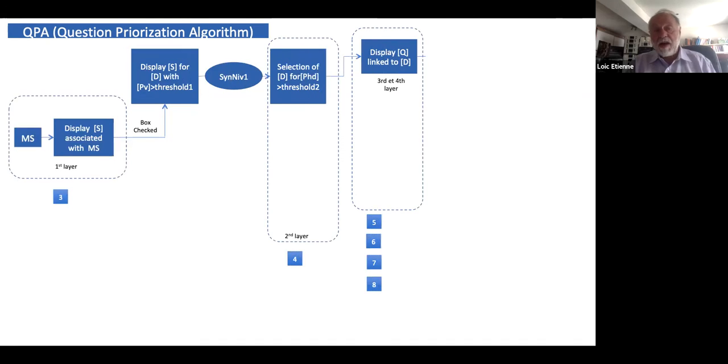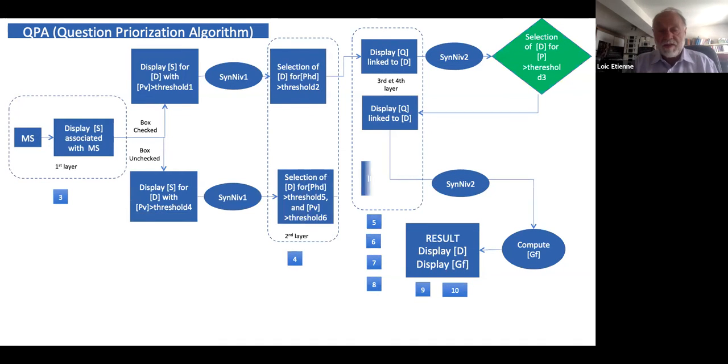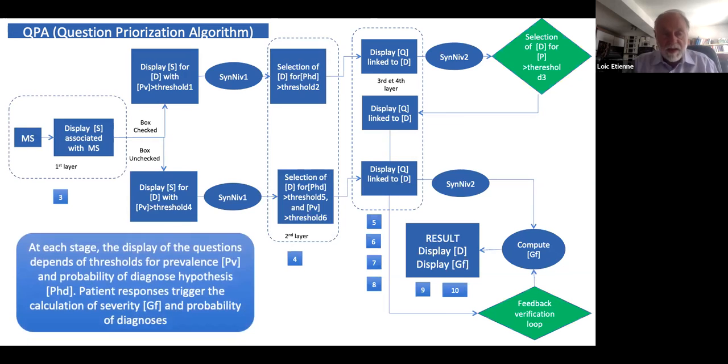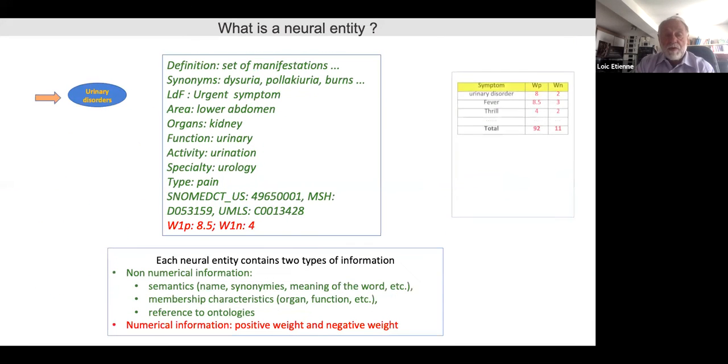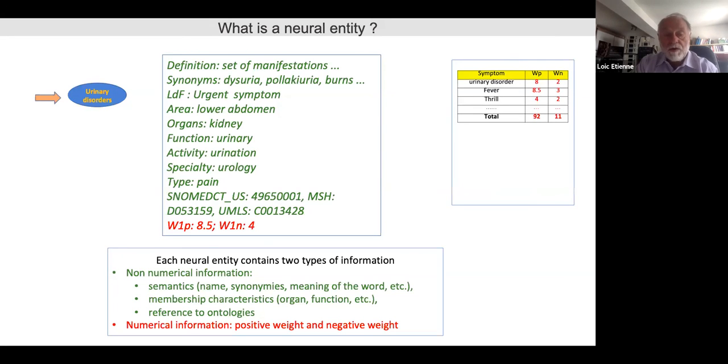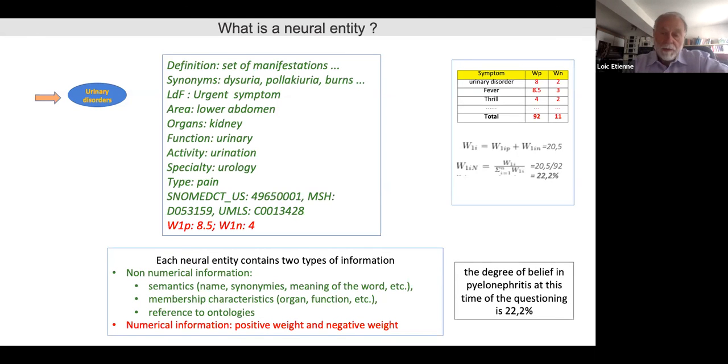So here is the algorithm. I go very fast. What is important to understand is the display of the question. This depends on the threshold of prevalence (PV) and probability of diagnosis hypothesis (PhD). And the patient response triggers the calculation of severity and probability of diagnosis. Neural entity, I go very fast. You have non-numerical information, semantics, membership characteristic, reference to ontology, and numerical information which is positive weight and negative weight. Here you have the calculation.